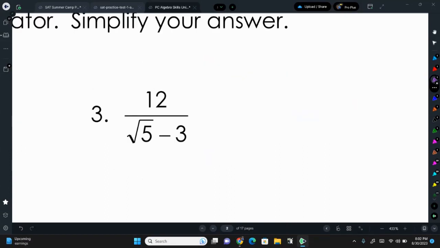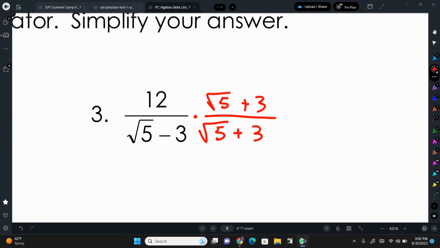All right, so number 3, what we have here is more stuff in the denominator, and we can't just multiply by the square root of 5 because we have that minus 3 there. So we're going to multiply the top and bottom by what is called the conjugate. We've talked about the conjugate before. The conjugate is the exact same thing as the denominator, but we change the sign, either from negative to positive or positive to negative. So we're going to multiply the numerator and denominator by the square root of 5 plus 3.